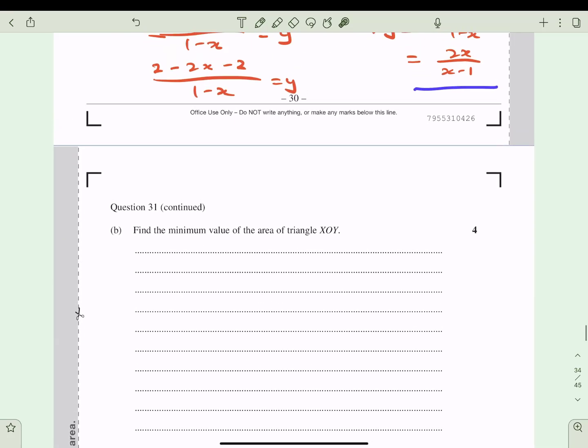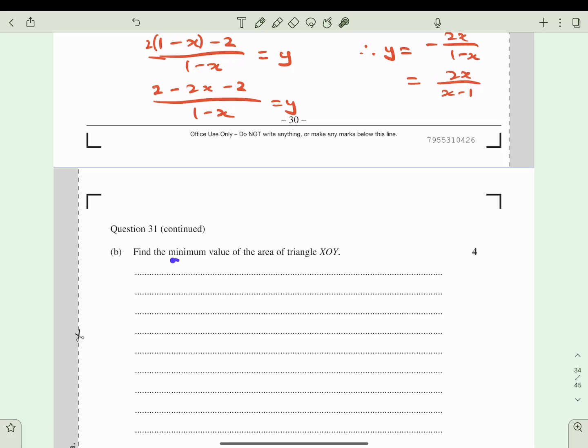Now, for part B, find the minimum value of the area of triangle XOY. The moment we read this question, we should notice that if we are dealing with a minimum problem, this is an optimization question. And for an optimization question, what that means is we need to consider differentiation. So we know this is a diff question. We therefore need to find an expression for the area. And once we find that expression, we need to find the minimum point.